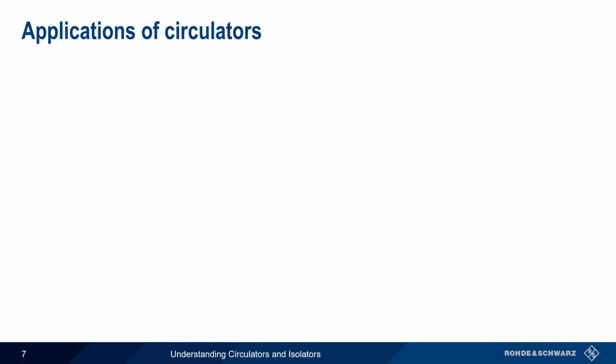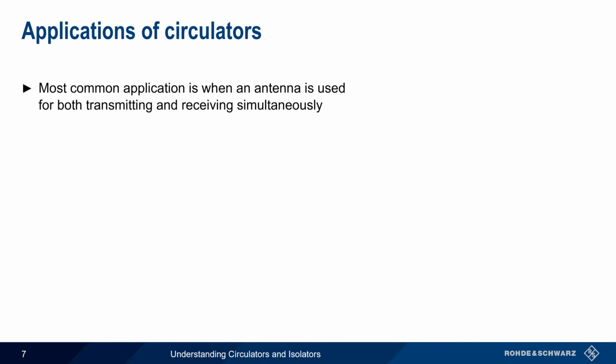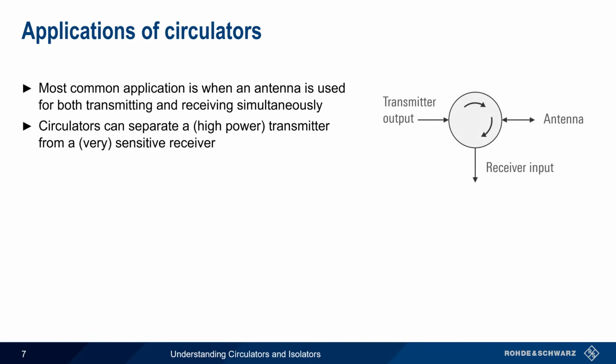Now let's come back to our two RF power routing scenarios. Recall that one of the most common applications for circulators is when an antenna is used simultaneously for both transmitting and receiving. Here, the circulator is used to separate a high-power transmitter from a sensitive receiver, and this is common in radar and two-way radio applications.